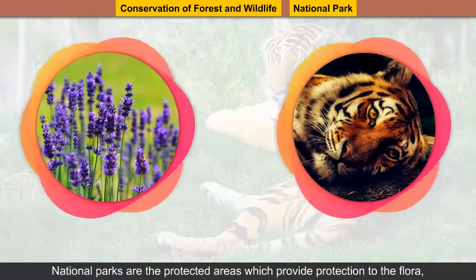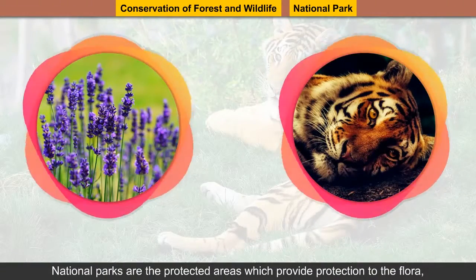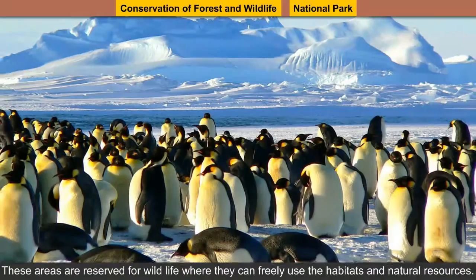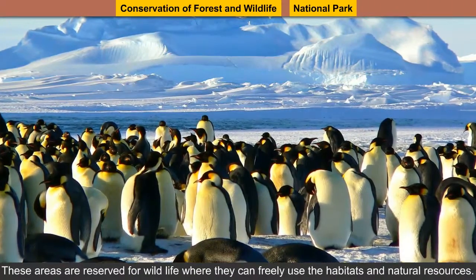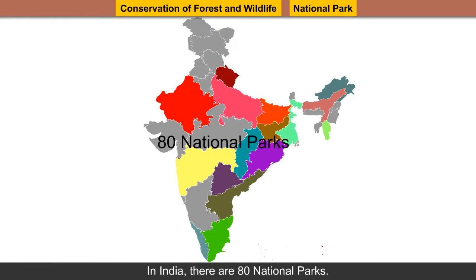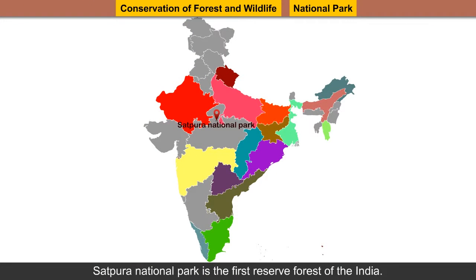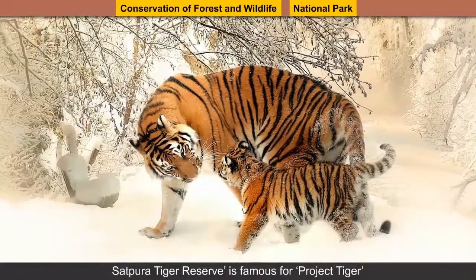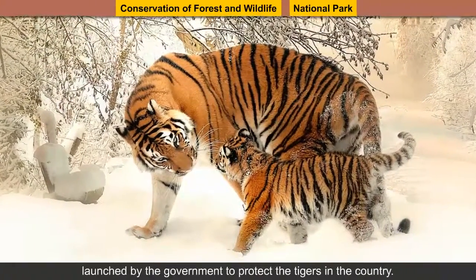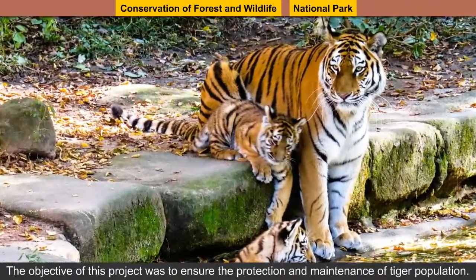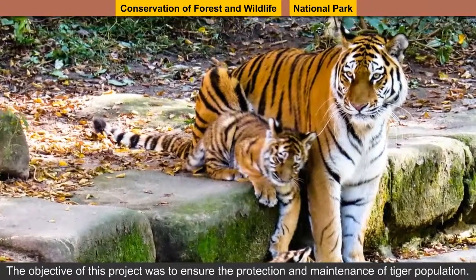National Park. National parks are the protected areas which provide protection to the flora, fauna, landscape and historic objects of an area. These areas are reserved for wildlife where they can freely use the habitats and natural resources. In India, there are 80 national parks. Satpura National Park is the first reserve forest of India. The finest Indian teak is found in this forest. Satpura Tiger Reserve is famous for Project Tiger launched by the government to protect the tigers in the country. The objective of this project was to ensure the protection and maintenance of tiger population.